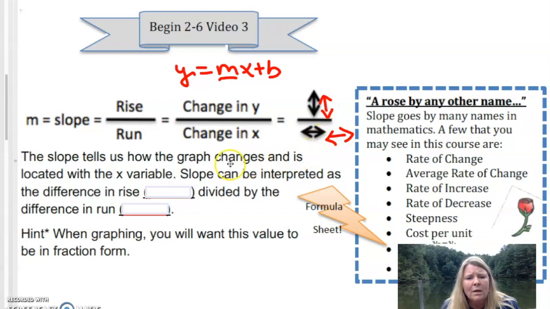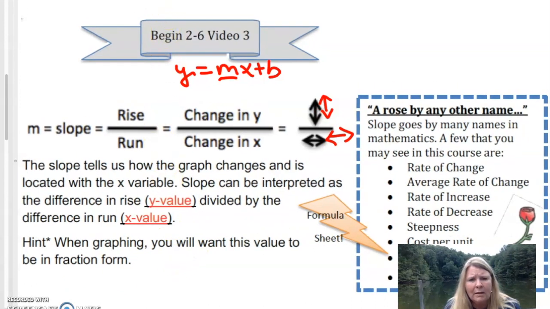which is the change in the x's. So the slope of an equation is located beside the x. It's being multiplied times the x in slope-intercept form. So slope is interpreted as the difference in the y values divided by the difference in the x values. Now, when we graph this, we need to know how much to move up and how much to move over. So it's always useful to have it in fraction form.